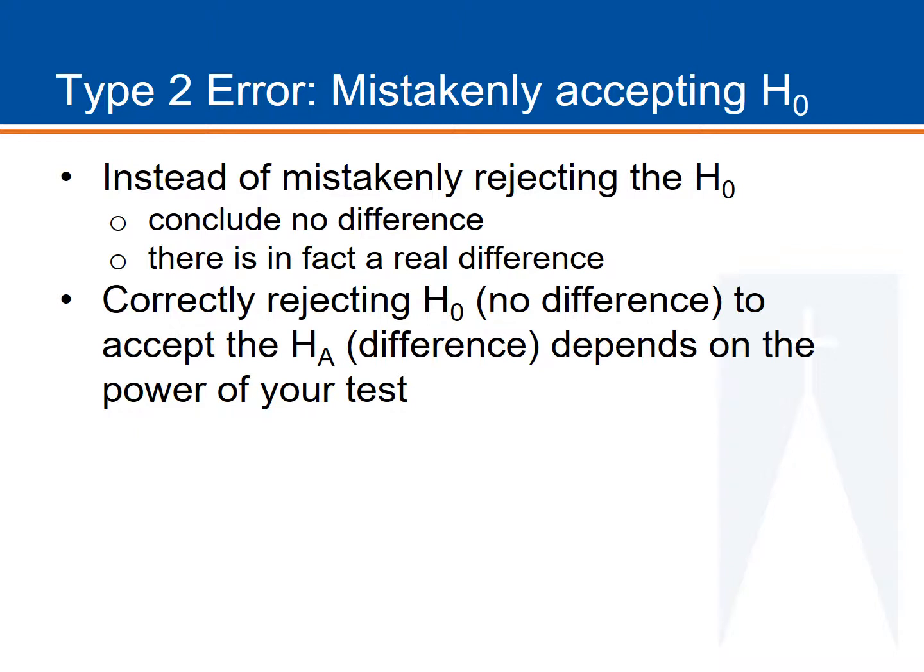The ability to avoid a type 2 error has to do with the power of your test. So power relates to correctly rejecting the null hypothesis, which is stating no difference, to accept the alternative, to correctly state there is a difference between these populations. And the ability to do that, to identify there is a real difference when there really is a difference, depends on what we call the power of your test.